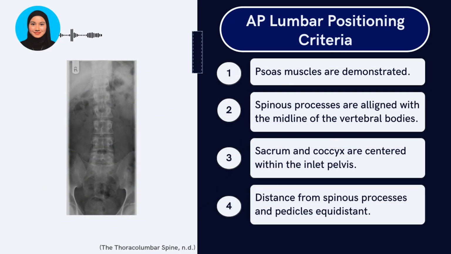Now, let's move on to the positioning criteria for a correct AP lumbar projection. First, the psoas muscles should be clearly demonstrated on both sides of the spine. Second, the spinous processes must be aligned with the midline of the vertebral bodies. Third, the sacrum and coccyx should be centered within the inlet of the pelvis. Fourth, the distance between the spinous processes and the pedicles should be equal on both sides, indicating no rotation.